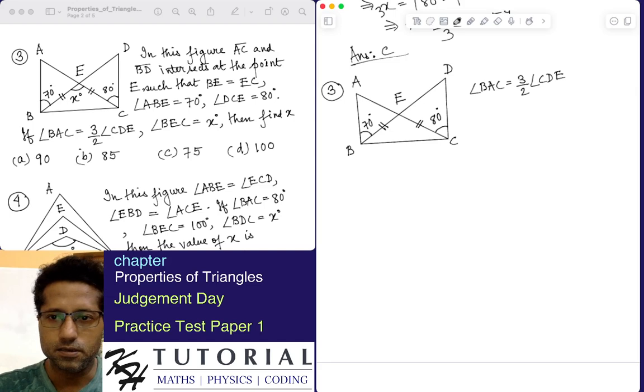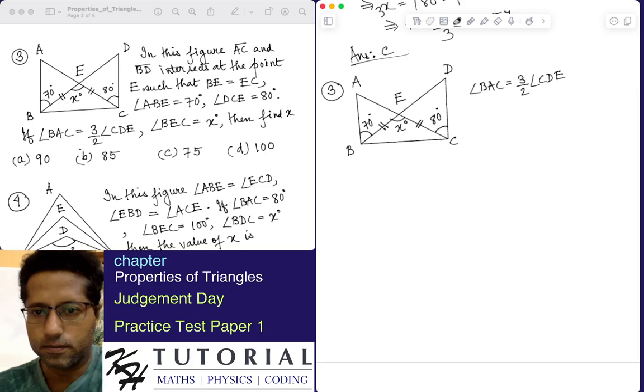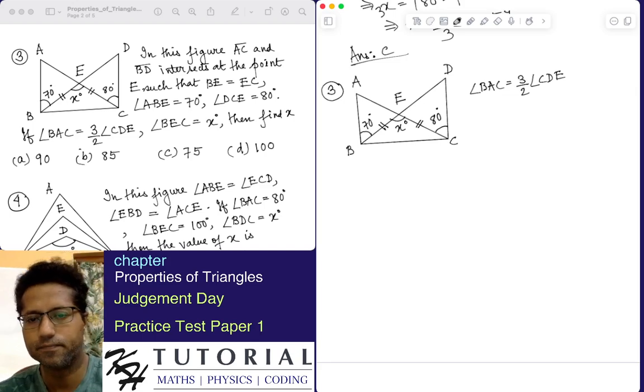Angle BEC is x degrees. Then find x, so we have to basically find the angle BEC. Now what do we have? We have the triangle ABC, we have the triangle BDC, and AC and BD are intersecting at the point E. And we have these two angles, 80 degrees and 70 degrees.